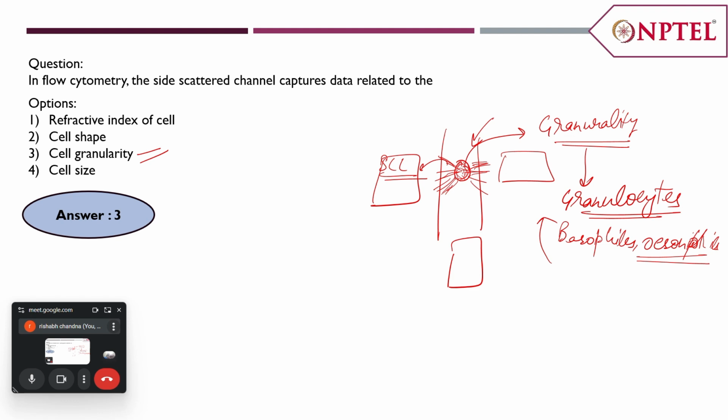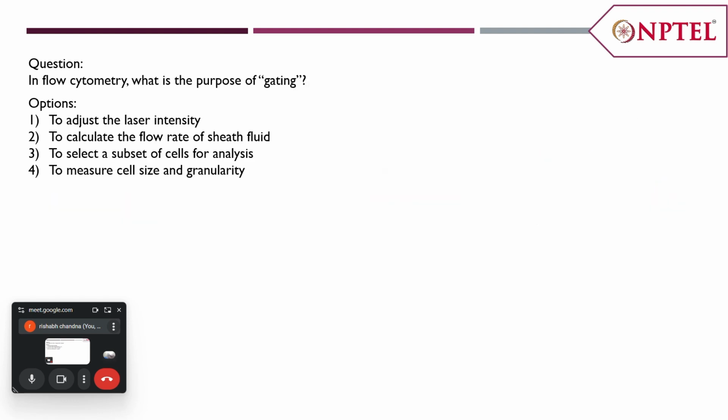Okay, so let's move on to the next question. In flow cytometry, what is the purpose of gating? To adjust the laser intensity, to calculate the flow rate of sheath fluid, to select a subset of cells for analysis, or to measure cell size and granularity. What can be the correct answer?